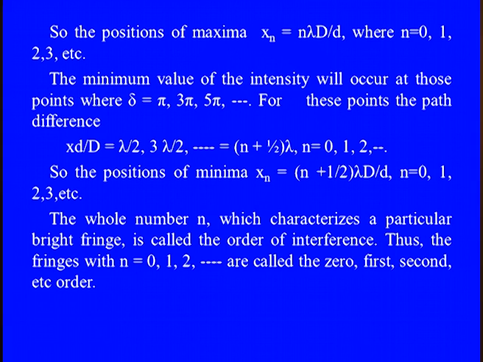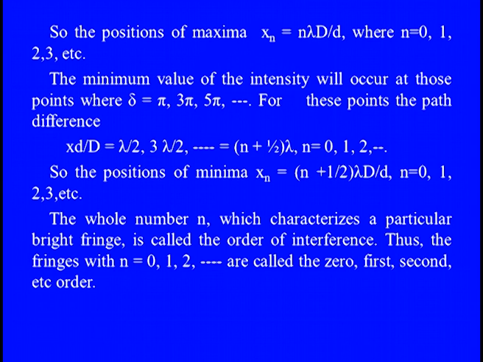The minimum value of the intensity will occur at those points where delta is equal to pi, 3 pi, 5 pi, and so on. For these points, the path difference x into small d divided by capital D will be equal to lambda by 2, 3 lambda by 2, like that, that is in general n plus half lambda. So, the position of minima xn will be equal to n plus half lambda into capital D divided by small d.